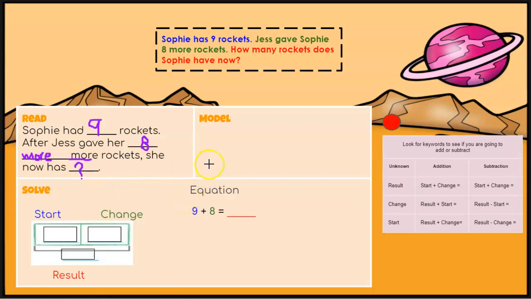Okay. So here in our model, I can draw 9 units. 2, 3, 4, 5, 6, 7, 8, 9, and then 8. 1, 2, 3, 4, 5, 6, 7, 8. Okay.